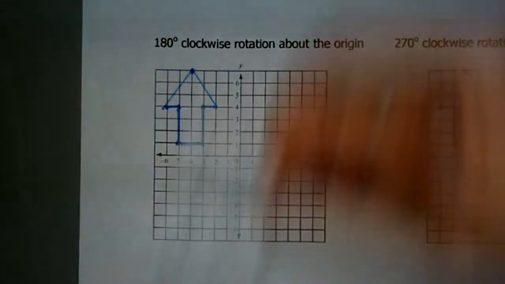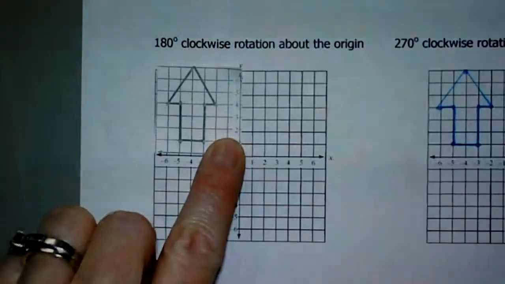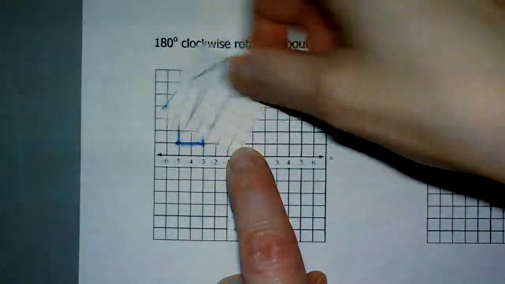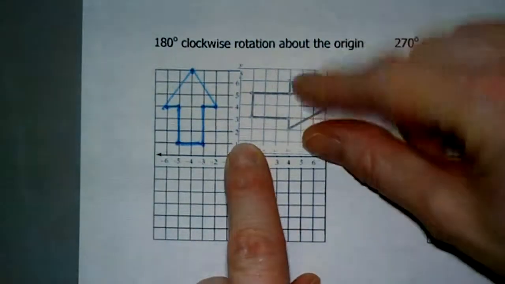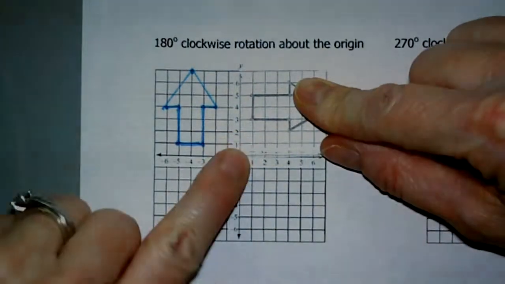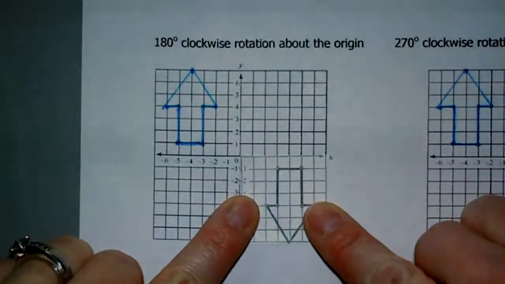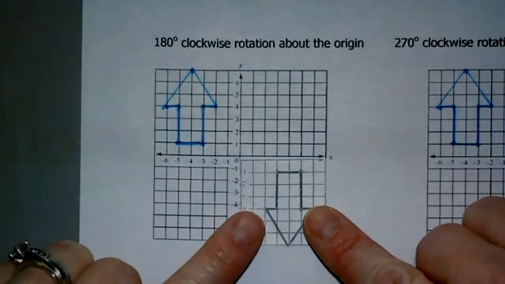So let's use our little cutout. See if we can visualize this. If we're rotating it about the origin, that's where it's going to stay. Moving it like that, right there, that's a 90 degree rotation. I need to go another 90 degrees for it to be 180. So we can see now that this is pointing downward, right?